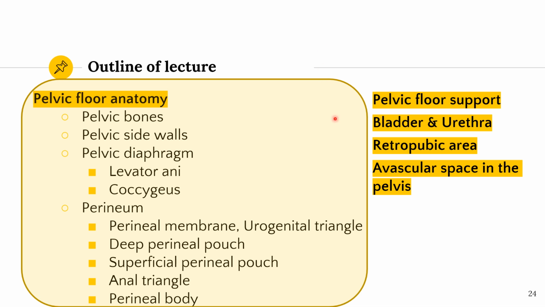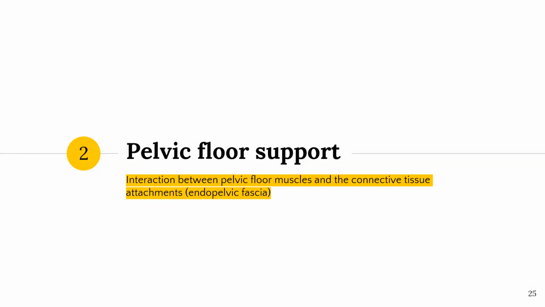So just to recap, we have completed the pelvic floor anatomy section and now we shall discuss the rest of it. Next, let's talk about pelvic floor support. A normal pelvic floor support is provided by an interaction between the pelvic floor muscles and the connective tissue attachment.